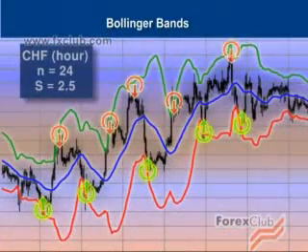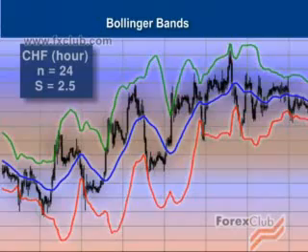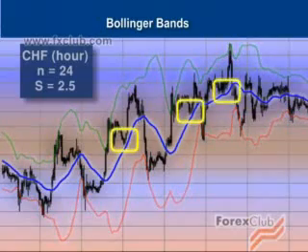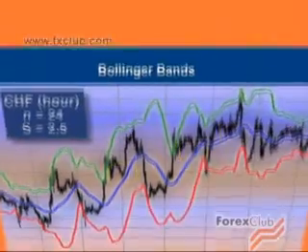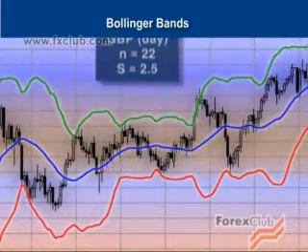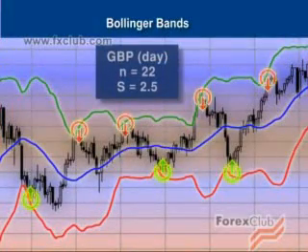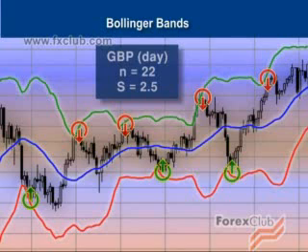Here is the Swiss franc. Note that here the moving average itself sets the borders either as support or as resistance. And here are Bollinger Bands on daily candlesticks for the British pound. N here equals 22 and S is 2.5.